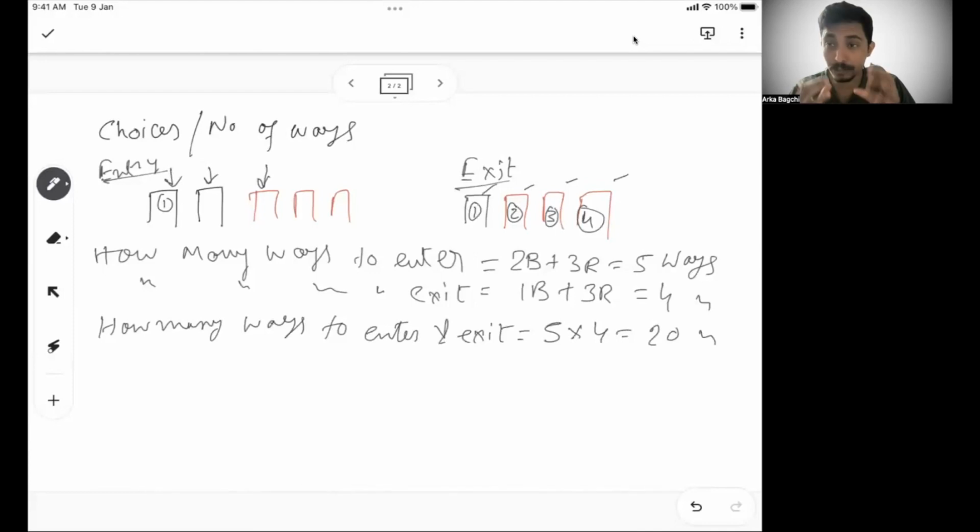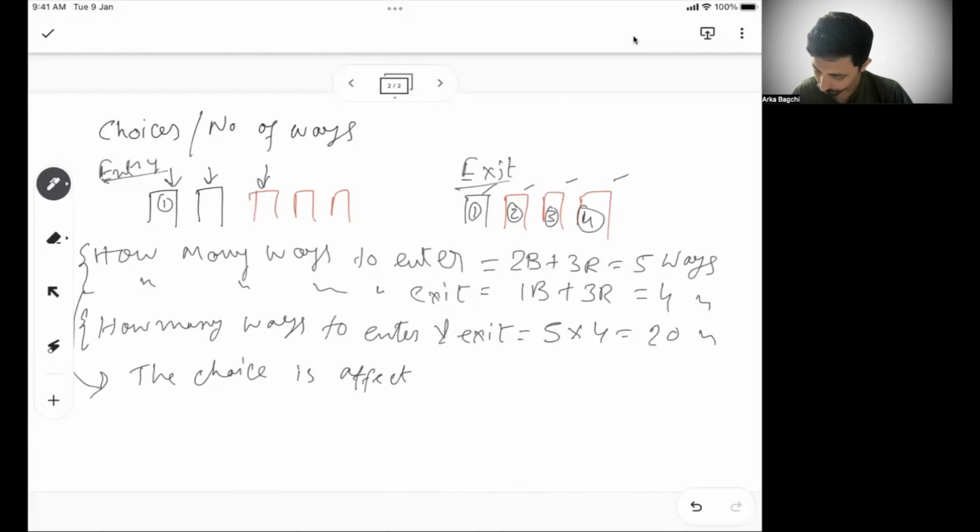I hope this part is clear. This is the most important fundamental part. Each time you enter through a particular door, you have 4 options to exit. So what is the fundamental difference between the first two problems and this one? In the first two problems, the choice we were making to enter through a door is affecting other options. So what I mean by that, hence add.